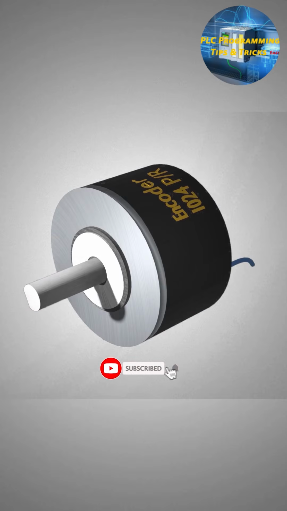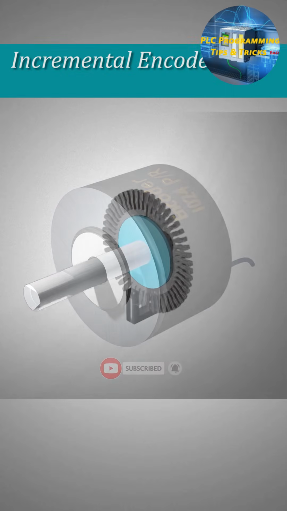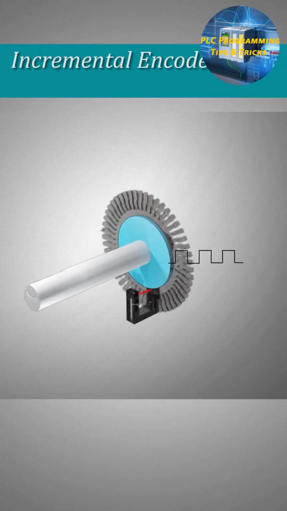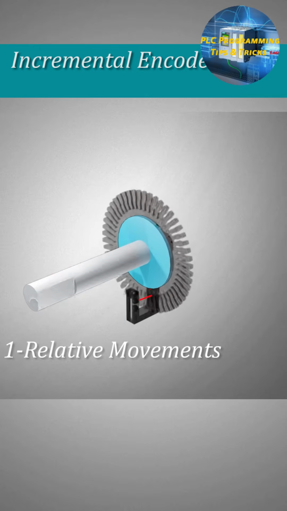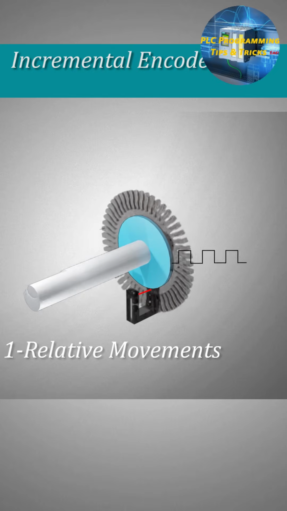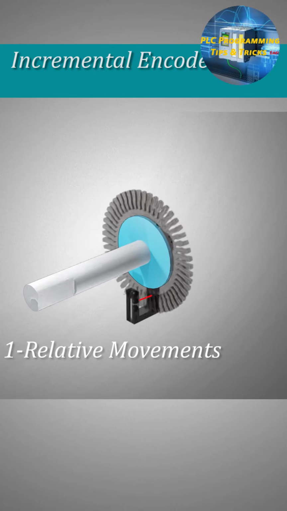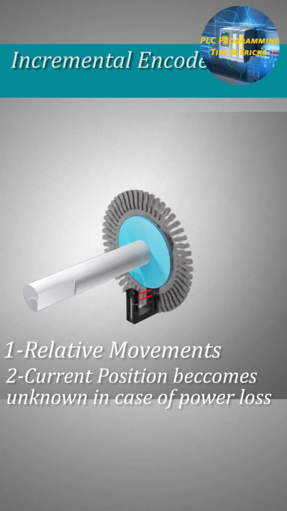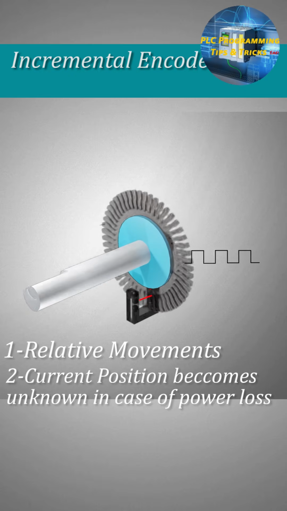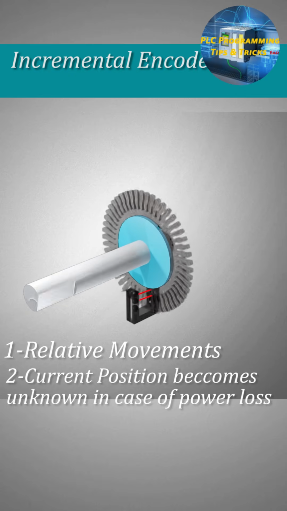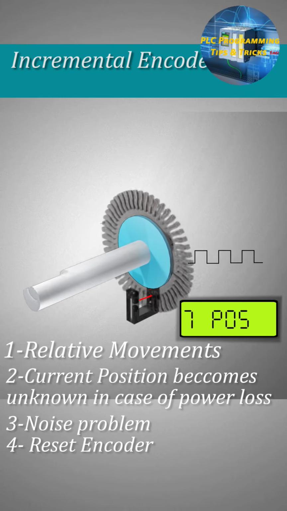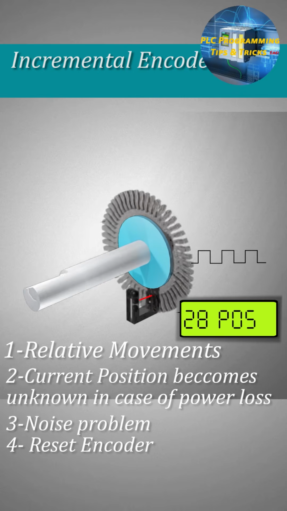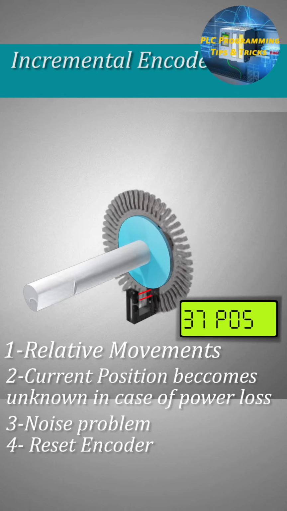Now, while the information provided by the incremental encoder is incredibly useful, there are some drawbacks due to the fact that they only measure relative movements. They provide information if there is a movement, and if there is a power loss for whatever reason, the current position becomes unknown. They also require constant monitoring. If there is noise in the system or an encoder pulse is missed, then we have to reset the encoder reading to reconcile with the machine operation using an index pulse.